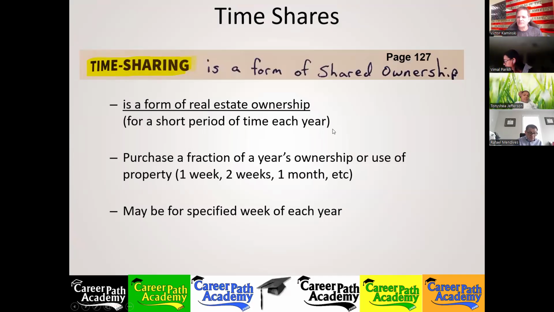It's for a short period of time. You could have timeshares where you own 1 week out of the year, 2 weeks, a month, 2 months. It could be for a specific week or month of the year. You're sharing it. Usually it's a week out of the year you get it for. So you got yourself 51 other co-owners.